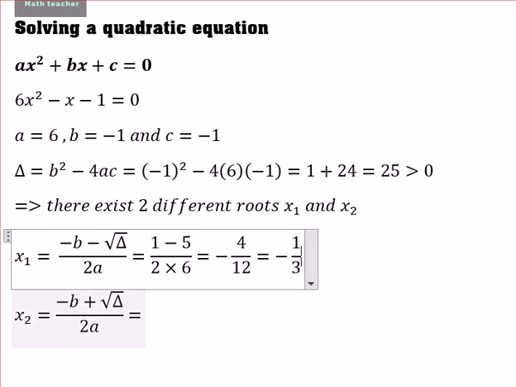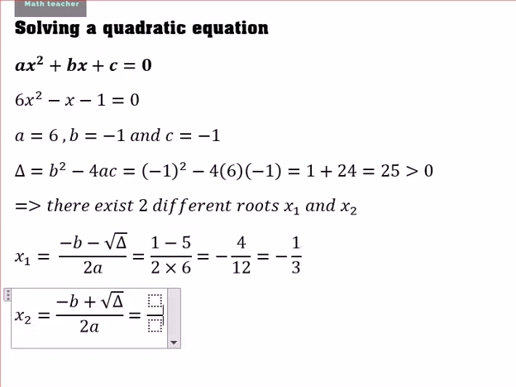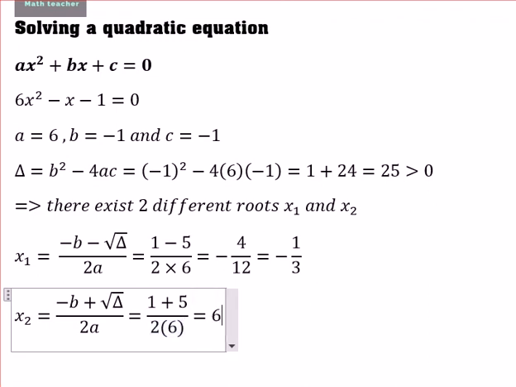Same thing I'm going to do with x2. I will place first -b, so it's 1, plus 5 this time because it's plus radical 25, over 2a, which is 2 times 6, which is equal to 12. So it will give 6 over 12, which is equal to a half.